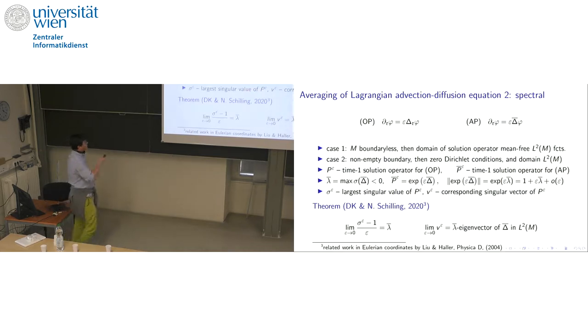Okay, I'm guessing I'm running out of time. We have also looked at the time-dependent diffusion problem and the average diffusion problem from an operator point of view. That is, we don't fix the initial condition and see how the final scalar distribution looks. But we look at the operator that takes any initial condition to its final distribution, and then prove that the eigenvalue and singular value, respectively, have the same asymptotics up to first order in epsilon. And the singular vector of the time average problem converges to the dominant eigenvector of this averaged Laplace operator.